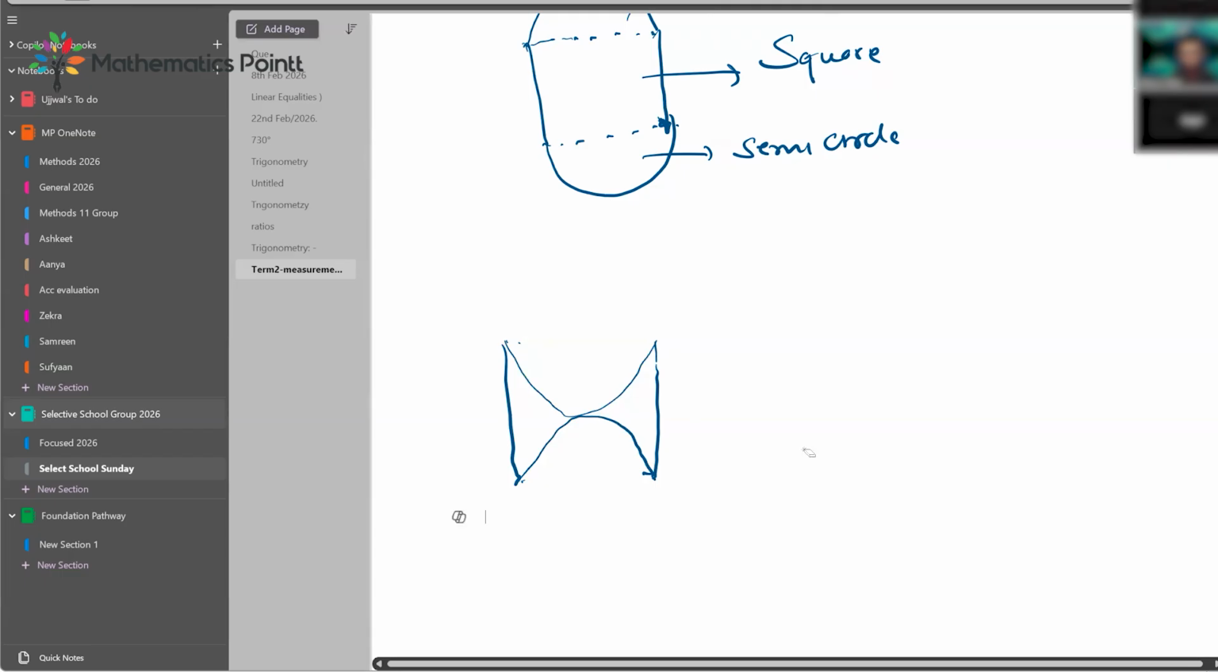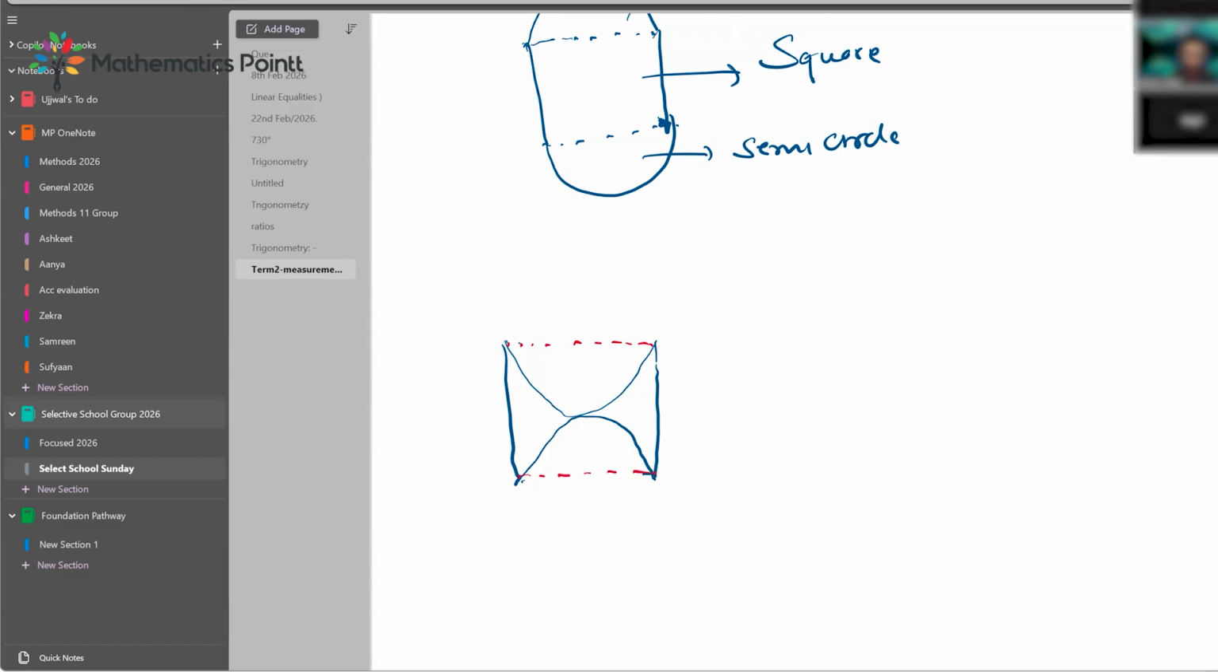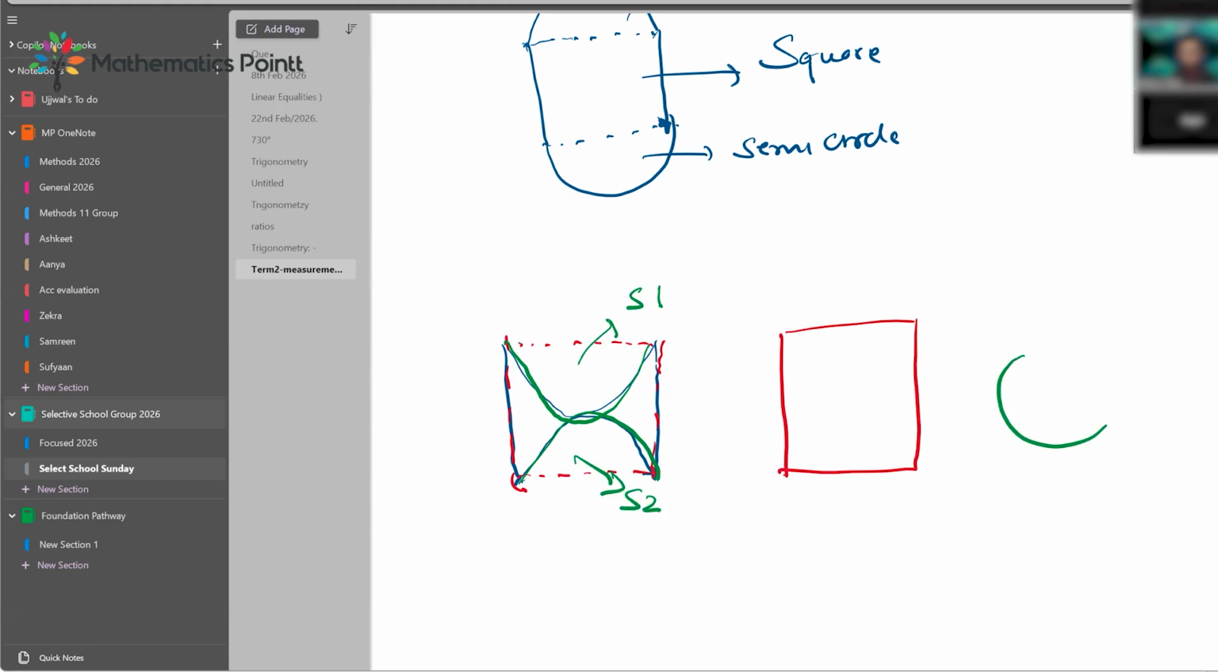So here you have a square in the red, and if I change the color, maybe two semicircles, equal semicircles. Assume they are equal. Semicircle one, semicircle two, which eventually means you've got a circle. So this shape is a circle plus a square.